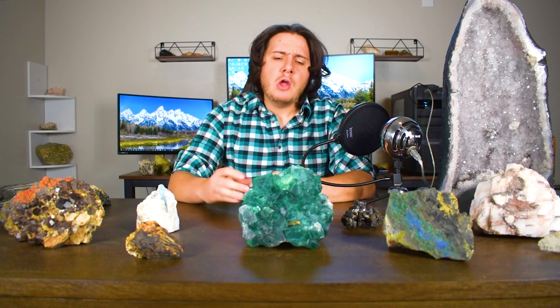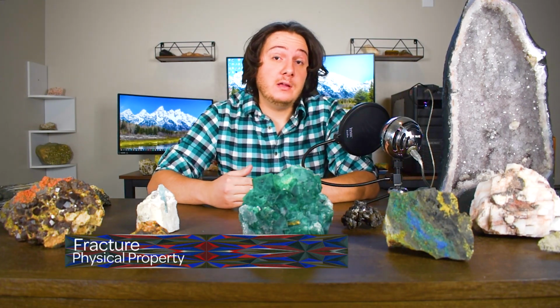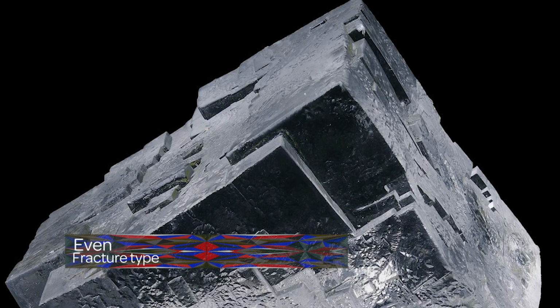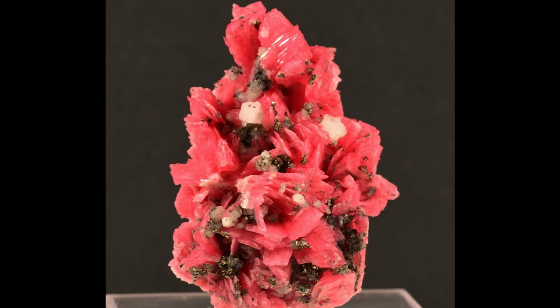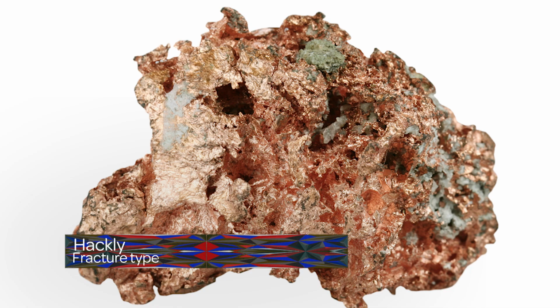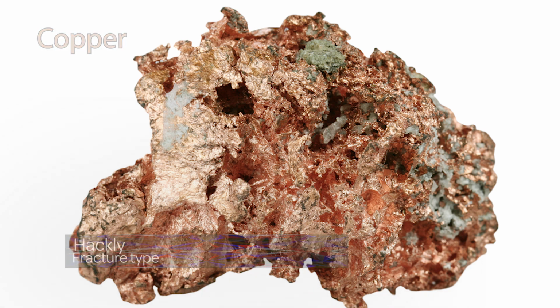Now, if you were successful in making a mineral break, you should look at the pattern that's left behind on the mineral, which is a fracture pattern. Fracture is another physical property. There are 6 major kinds of fractures. The first is even, which means smooth, planar surfaces, and a mineral example is halite. Uneven is where it has rough, irregular surfaces, and a mineral that has rough, irregular surfaces is rhodonite. Hackly is jagged fractures with sharp edges. A good example is copper.